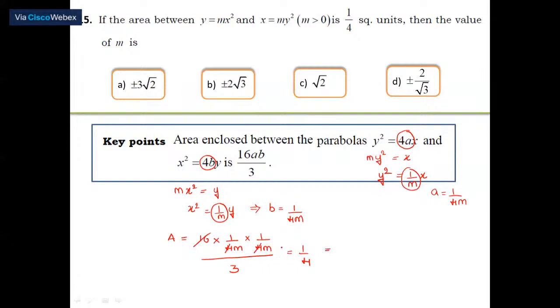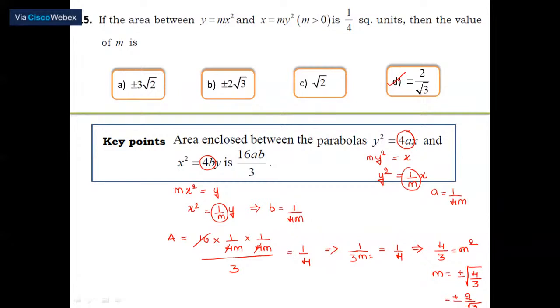So it is 1 by m square, whole thing divided by 3, or it is 1 divided by 3m square is equal to 1 by 4, or 4 divided by 3 is m square. From this, we can consider m as plus or minus root of 4 by 3, which is equal to plus or minus 2 by root 3. Fine. So the correct answer is option D.